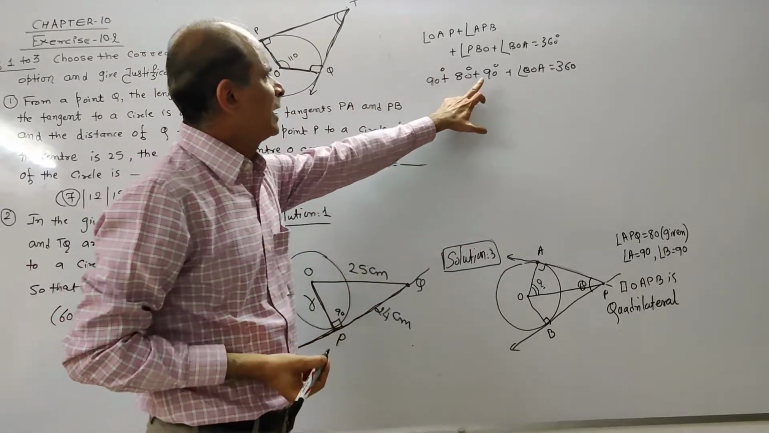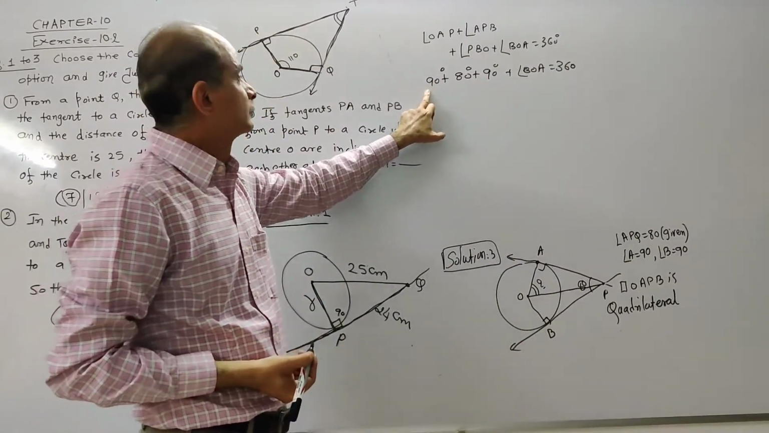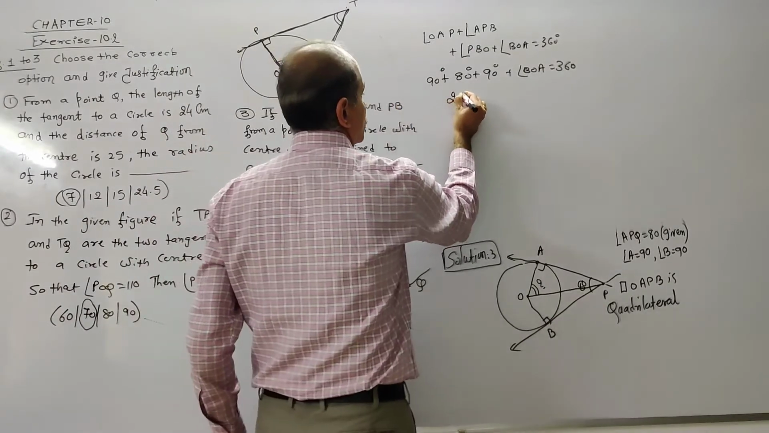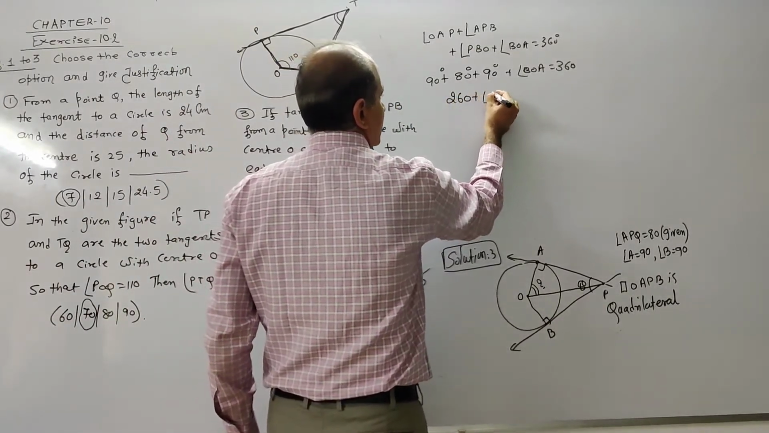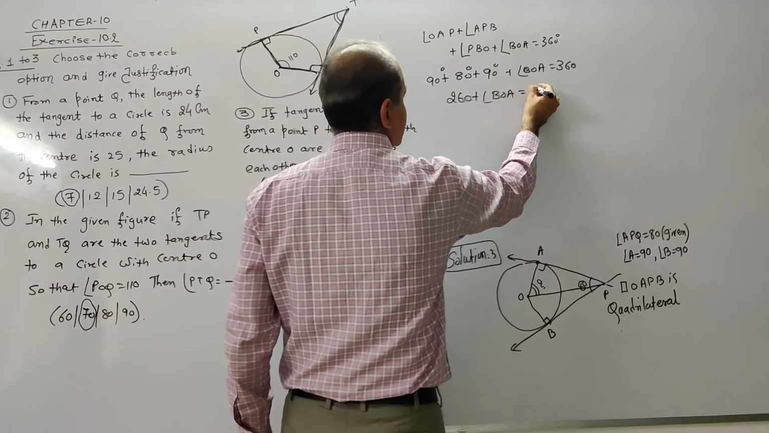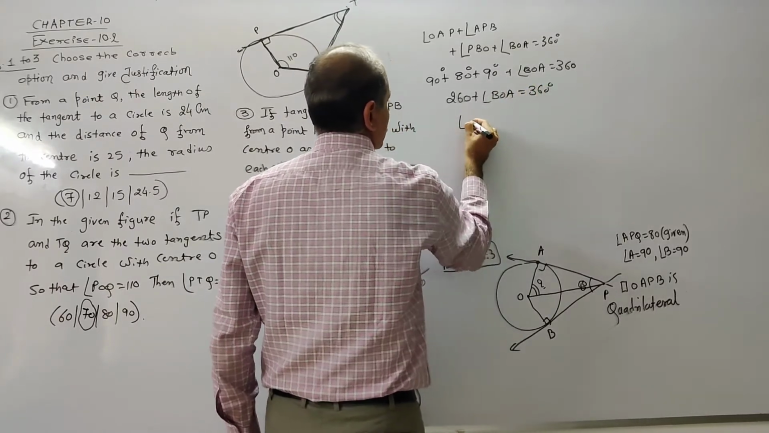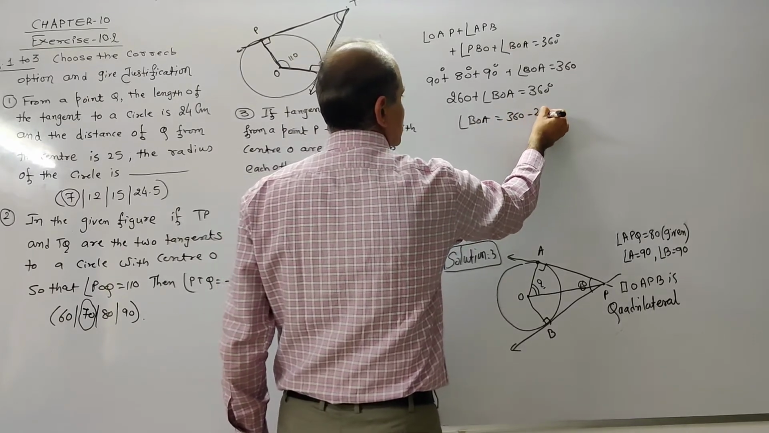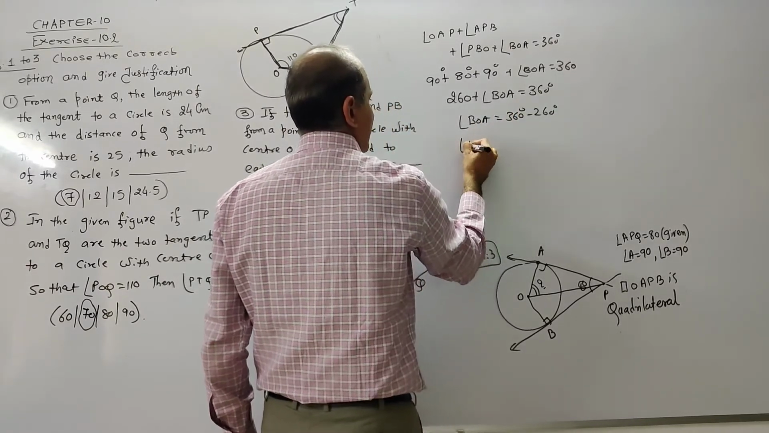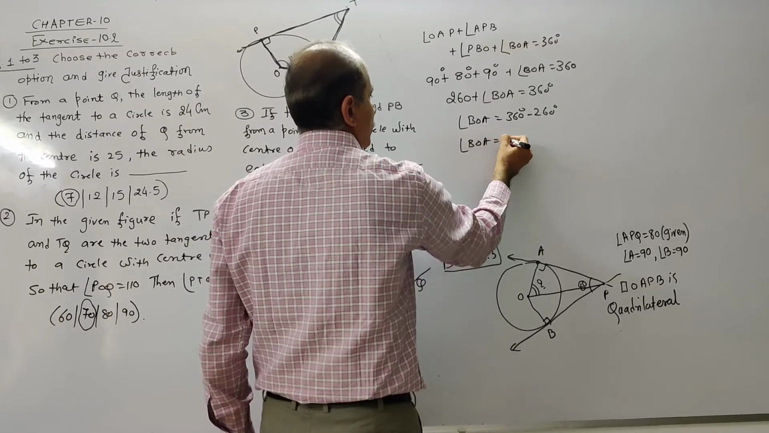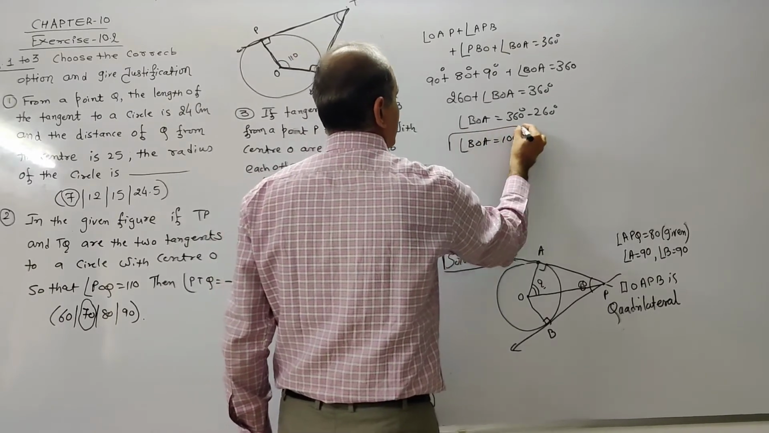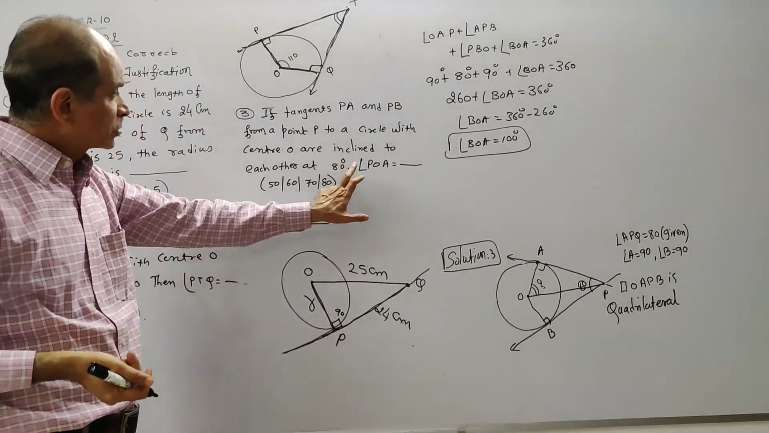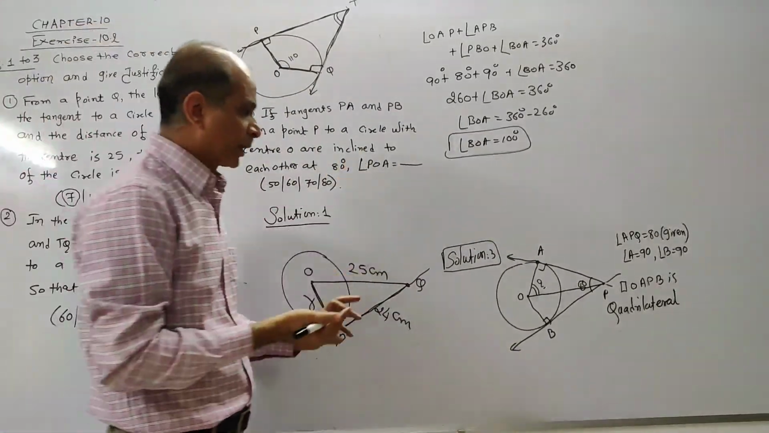Now 90 plus 90 is 180. 180 plus 80 is 260. So 260 plus angle BOA is equal to 360 degrees. So angle BOA is equal to 360 minus 260 degrees, and that's why angle BOA is equal to 100 degrees. You know, but angle BOA is not your question. Your question is to find out the value of angle POA.